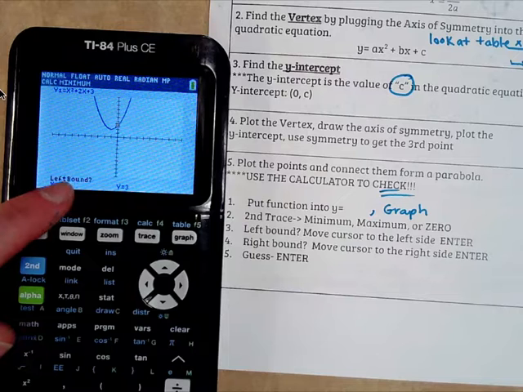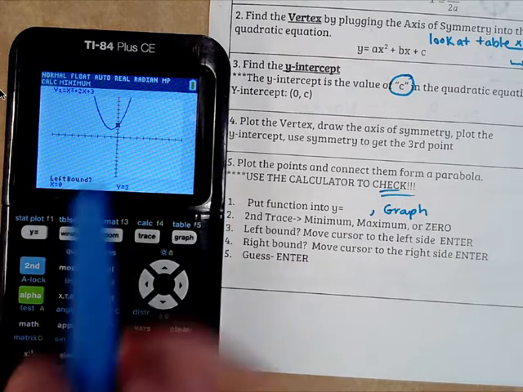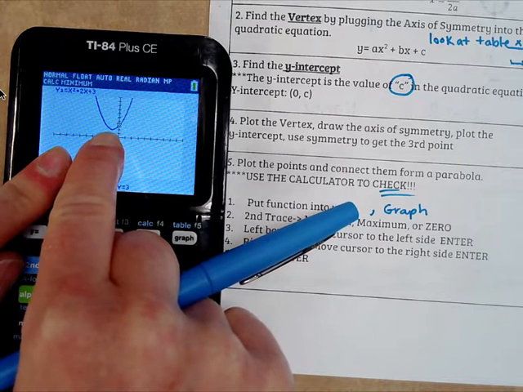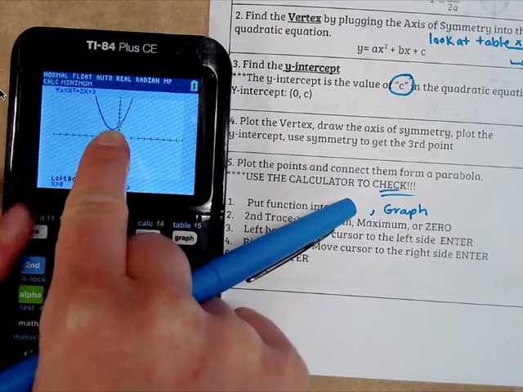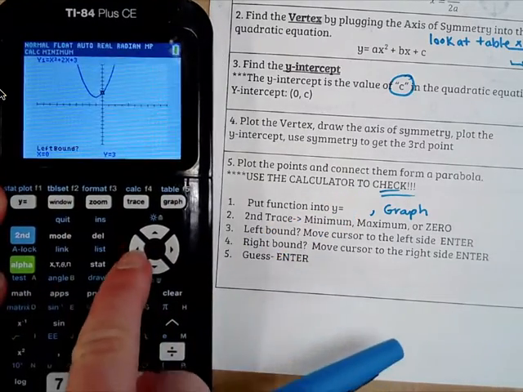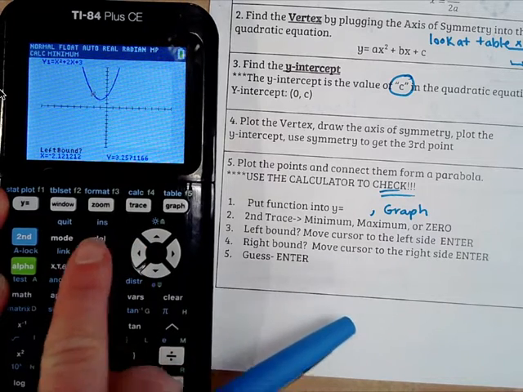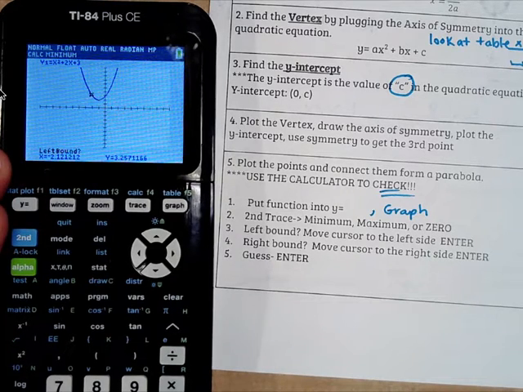It says left bound. What that means is you're going to go to the left side of whatever you want to find. So we're finding the minimum. The minimum's right there, right? Where am I at right now? I'm at the y-intercept, and it's on the right side. So I'm going to use my arrow to go to the left side. It doesn't matter where on the left side, just on the left side. It has a question mark, so I push enter.